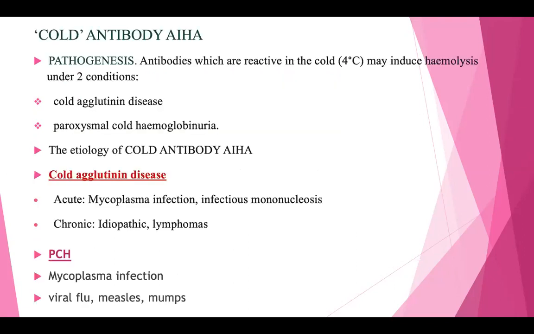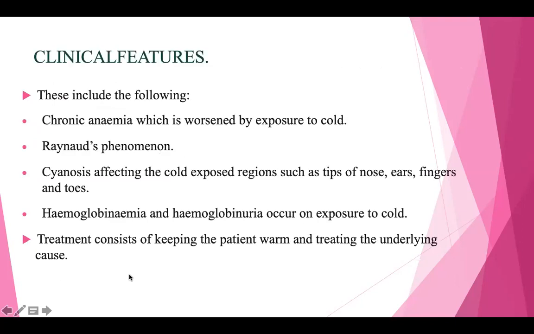Where the cold type autoimmune hemolytic anemia, here we have two conditions related to this, either cold agglutinin disease or paroxysmal cold hemoglobinuria, and the etiology of the cold antibody autoimmune hemolytic anemia could be either related to infection, for example mycoplasma pneumonia and infectious mononucleosis, or related to lymphoma, or could be idiopathic, and paroxysmal cold hemoglobinuria could be related to mycoplasma infection, viral flu, measles, and mumps.